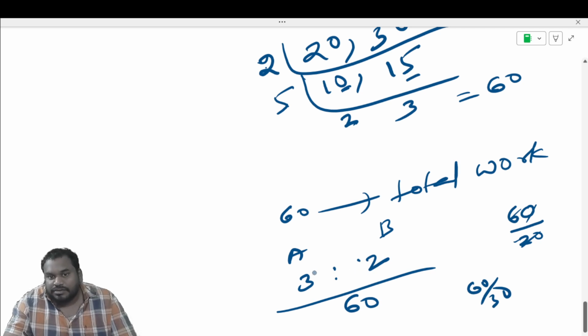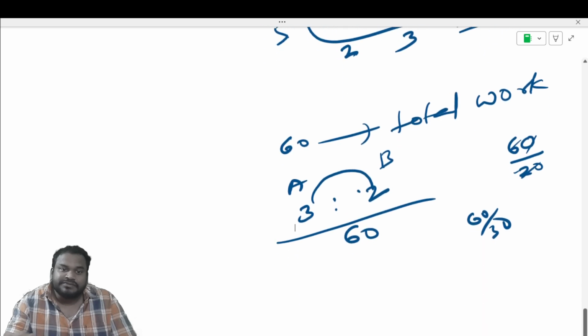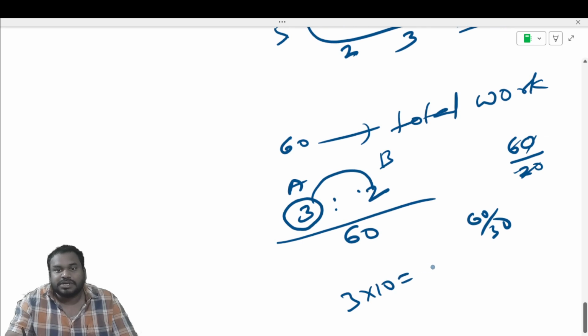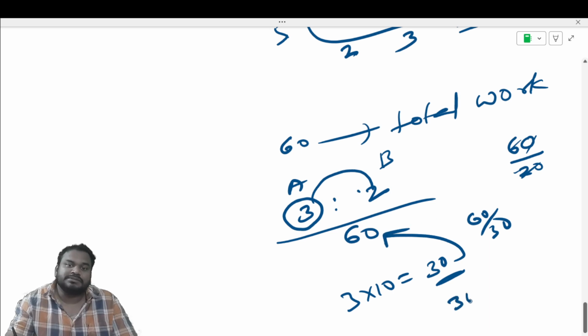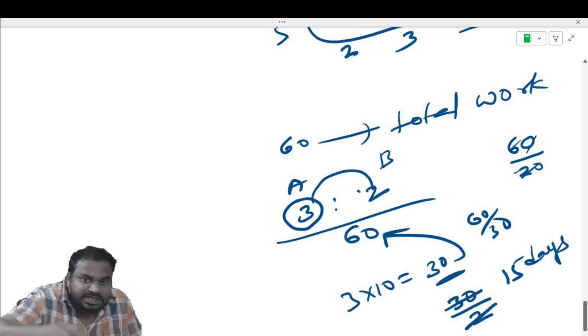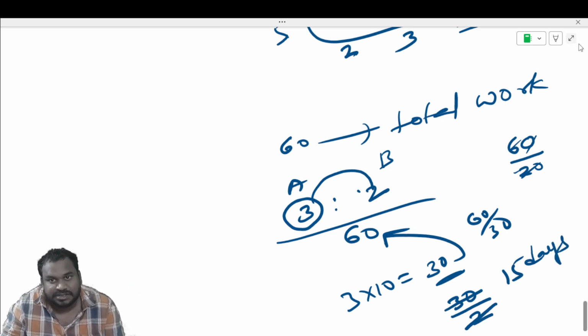Now, for how many days did A complete work? 10 days. So 10 days means A's efficiency into 10. 3 into 10 is nothing but 30 parts completed. So 30 parts out of 60 completed means 30 remaining. It's nothing but 50%, just what I told. So this should be done by B, but B's efficiency is 2, therefore divide by 2. So it takes 15 days. The remaining work is done by B in 15 days.